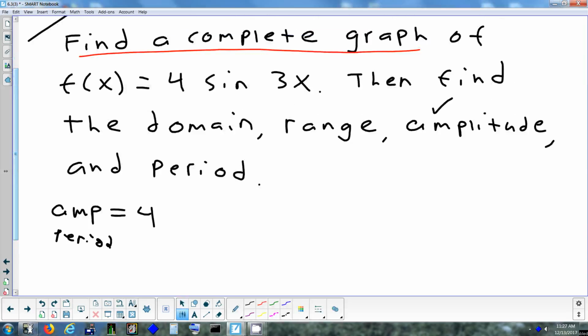Period. Okay, what's the formula to find the period again? It's a fraction. 2 pi over whatever b is. What's b in this case? 3. So the period is 2 pi over 3. There's your period.